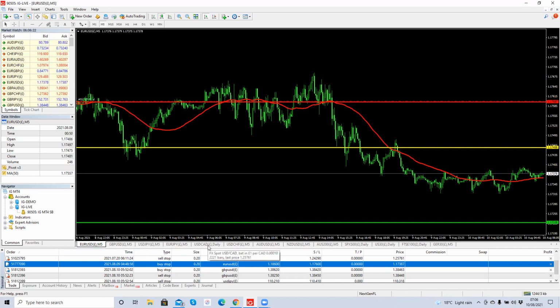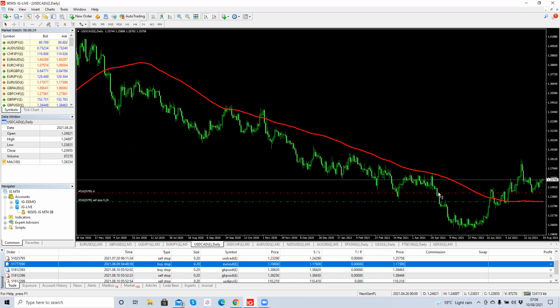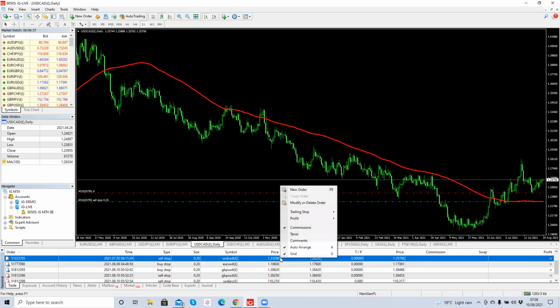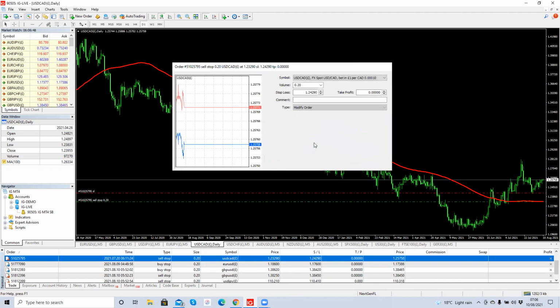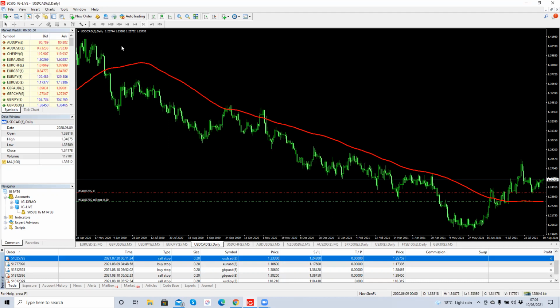So go to the dollar Canadian dollar. Again, start with the swing trade, daily time frame. The moving average 100 today is 1.2332. So 2 pips below that is 1.2330. So I'll just adjust that to 2330. Again, 100 pips stop loss, 2430. So that's for the dollar Canadian dollar swing trade.